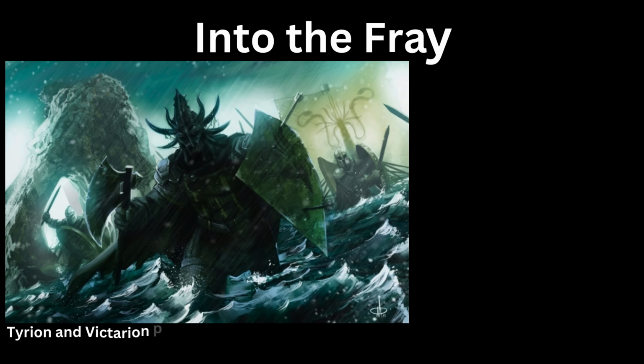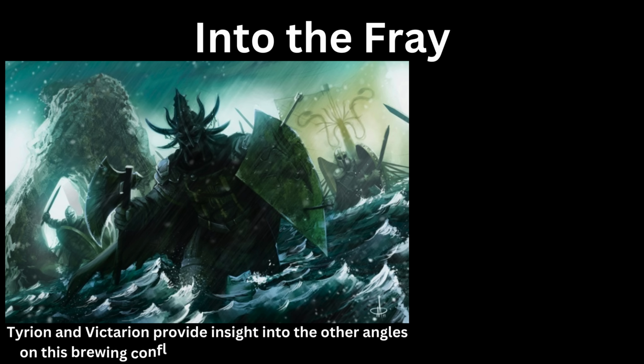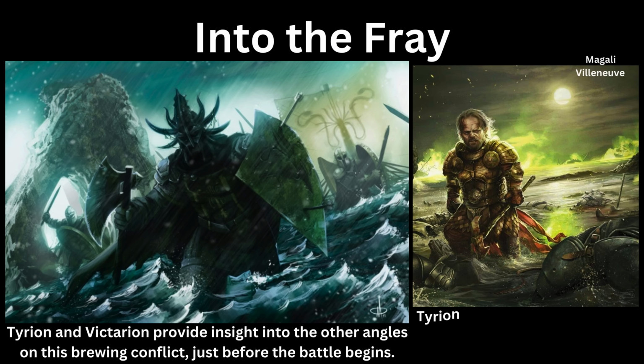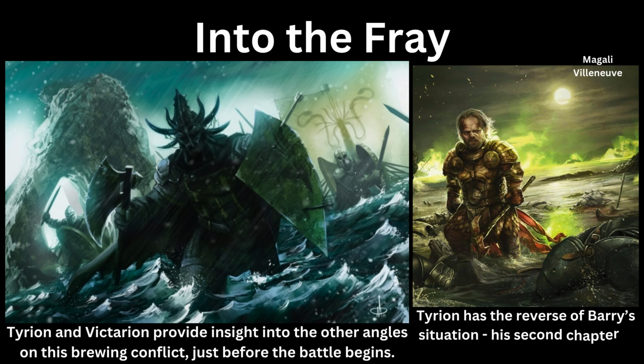Both Tyrion and Victarion's perspectives have thus far only dealt with the lead up to the battles themselves. Specifically, Tyrion has 2 chapters. We actually have a reverse of the Barristan situation. We don't know about his first chapter. We only have fan reports of that. We do have his second chapter. These 2 chapters could 100% just be combined.